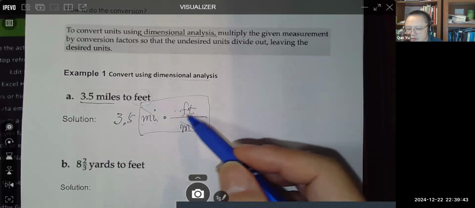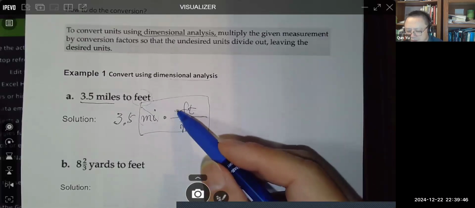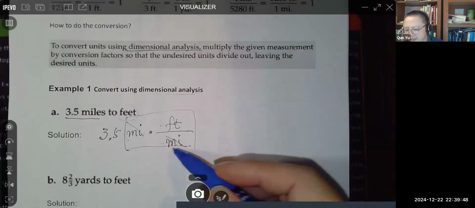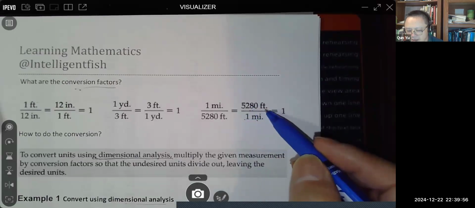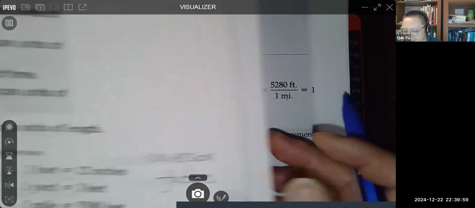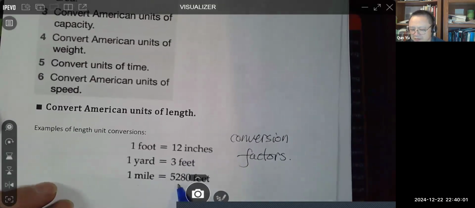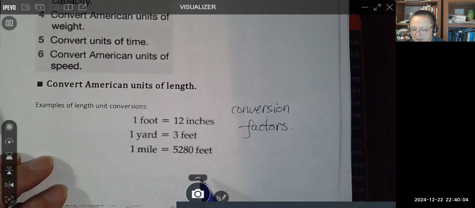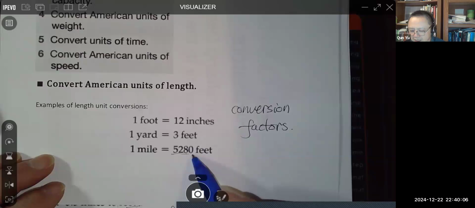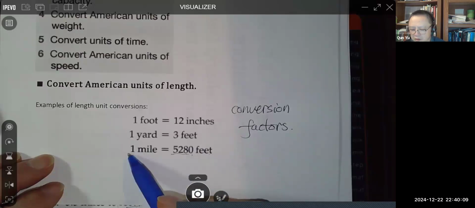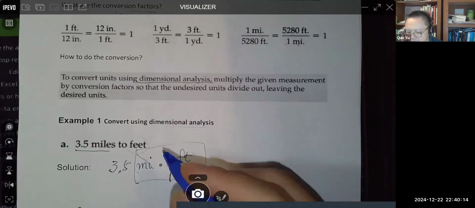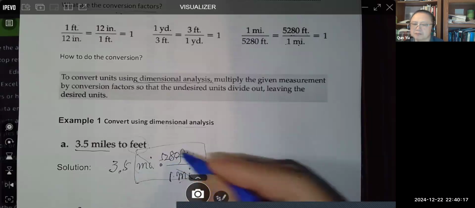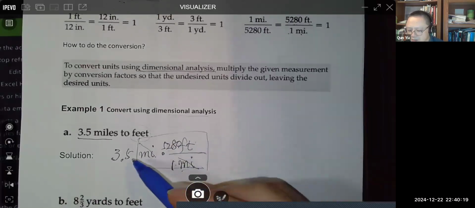Now it's time to put these numbers in the right place. Since we have mile on the bottom, foot on the top, look at this. 1 mile equals 5,280 feet. So if you read the previous page, we have 1 mile equals 5,280 feet. In other words, this 5,280 has to go with feet. 1 will go with mile. So mile has 1 in front of it, feet has 5,280 in front of it. Now we just need to multiply them together.